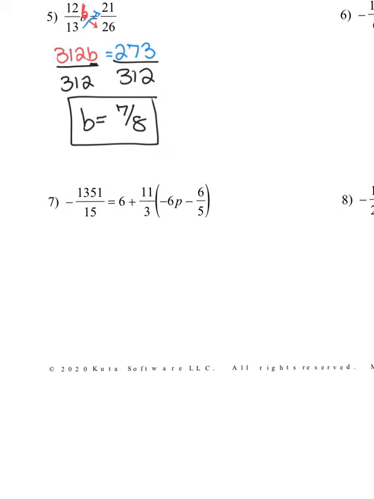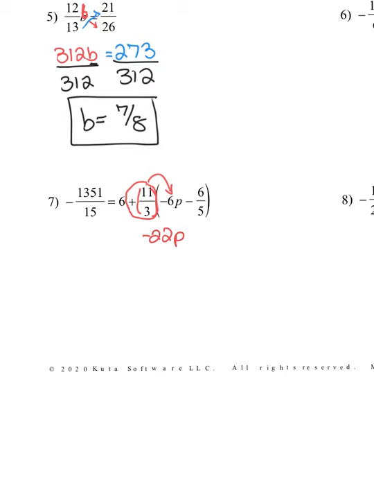Next one. Again, don't get overwhelmed by what it looks like. It's really not that bad, especially if you have a calculator. So the first thing that I'm going to do is, in this case, I'm going to distribute this. So in your calculator, you need parentheses, and you're going to do 11/3 times -6. That will give you negative 22p.